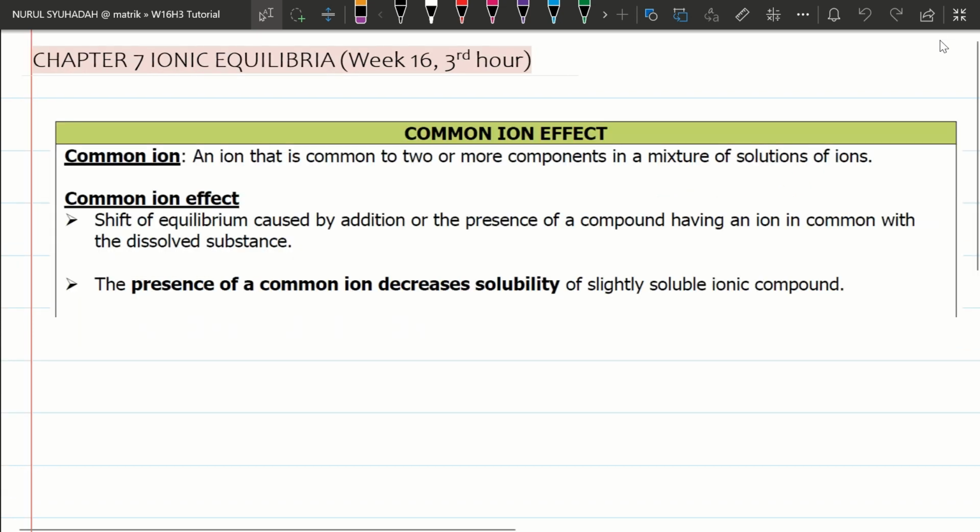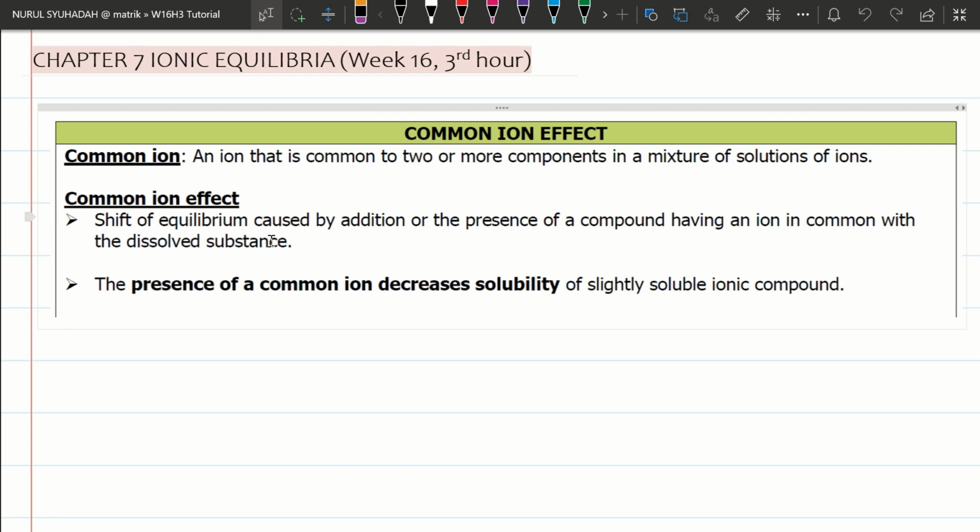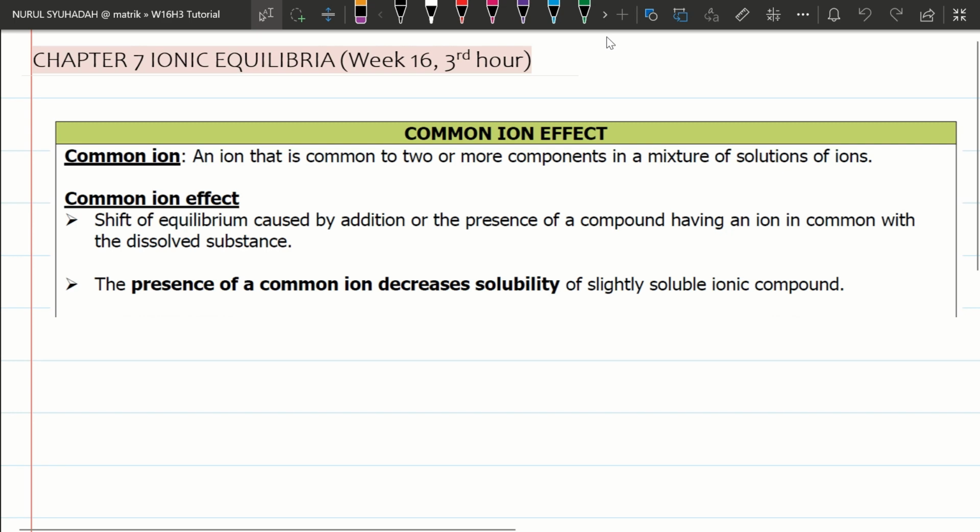Okay, so let's take a look now. Common ion effect. So what is a common ion? From the definition, it is an ion that is common to two or more components in a mixture of solution. Okay, nanti kita akan tengok balik apa benda sebenarnya common ion ni. Let's just go through the notes first. Okay, and then common ion effect.